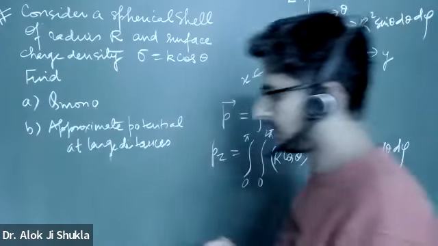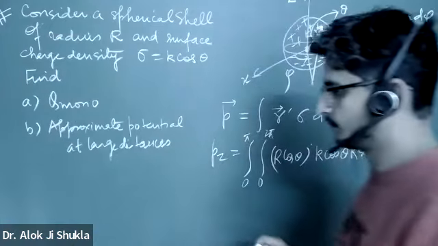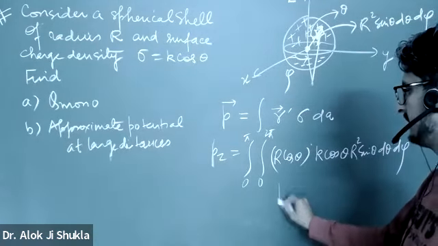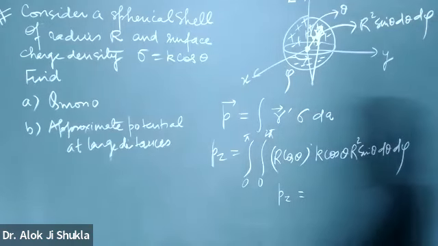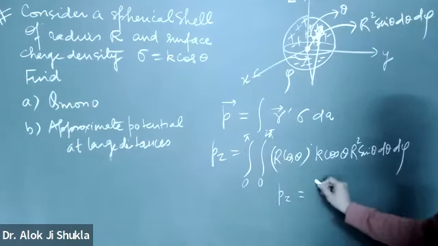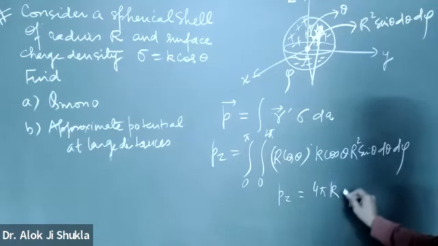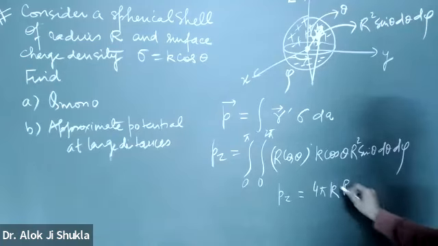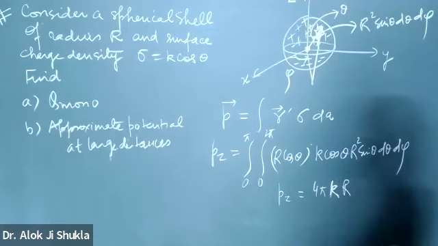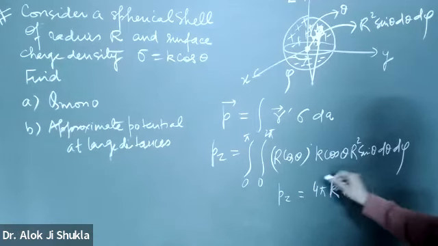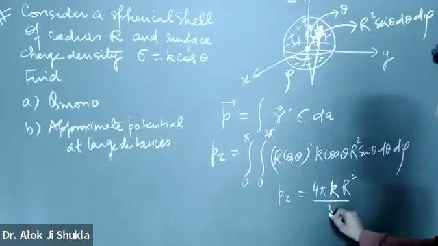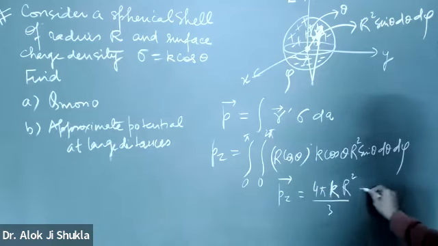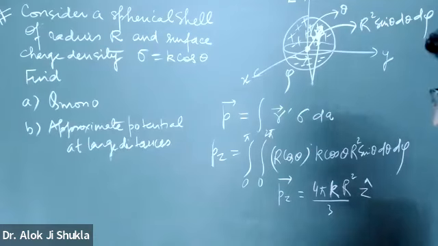What will be this? Pz is equal to, check it, integrate. It will be 4 pi k r cube, four pi k r square by 3. And if you put a vector, it will be a z cap. Is it okay?